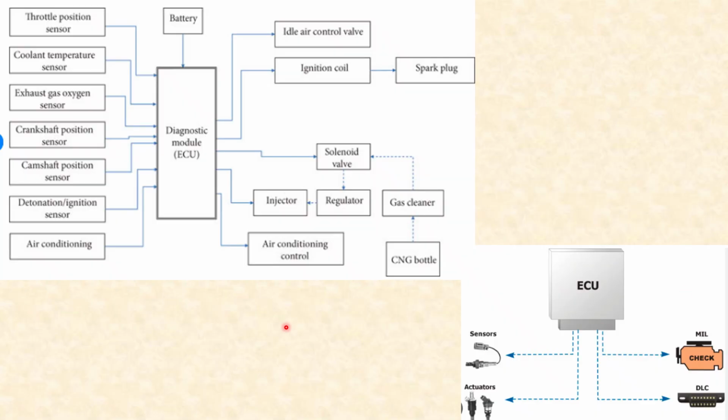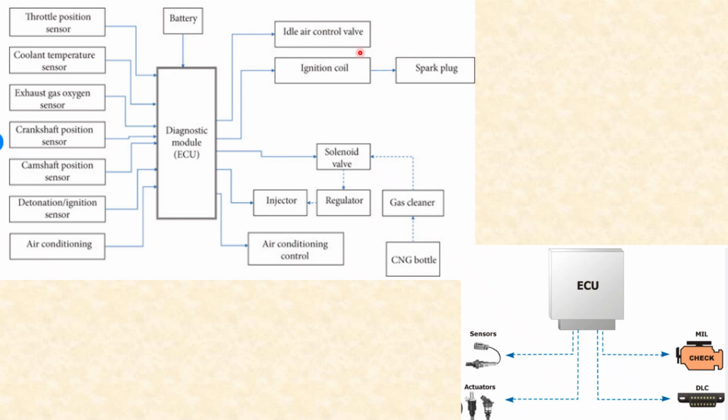So I request all of you to see this drawing, which will clearly give you an idea about the various sensors and the corresponding actuators. Okay, on the left side of this diagnostic module, you can see all the various types of sensors like throttle position sensor, coolant temperature sensor, exhaust gas, crankshaft, camshaft, detonation, and air conditioning. And also, of course, the module is powered by the battery.